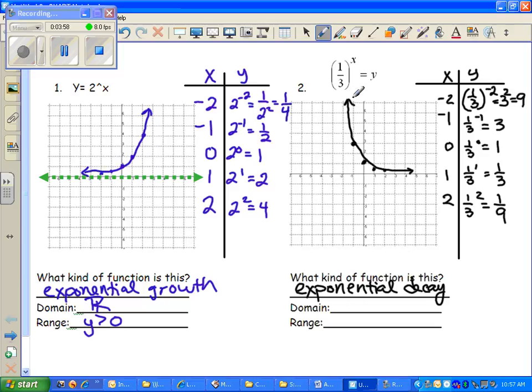And this is exponential decay. It's going down as you go to the right. The domain, again, is all real numbers, and the range is, again, y greater than 0 for that problem.